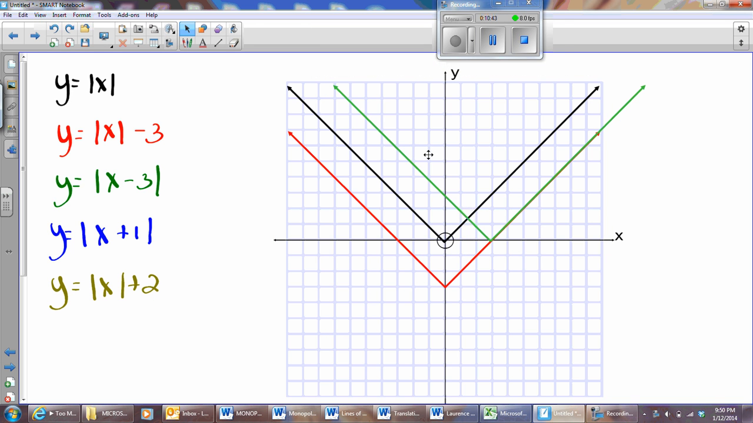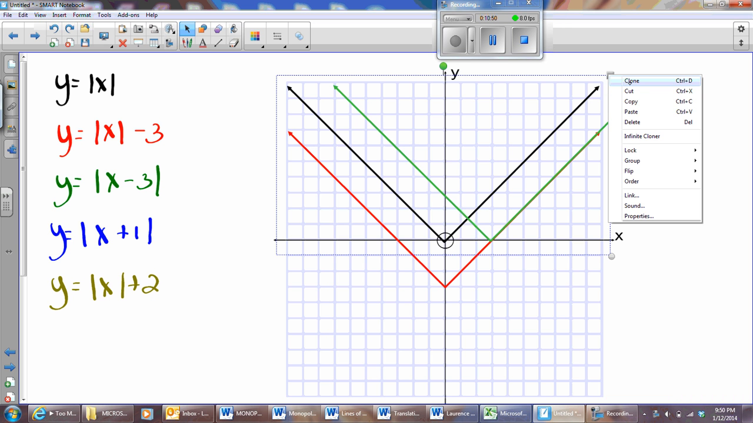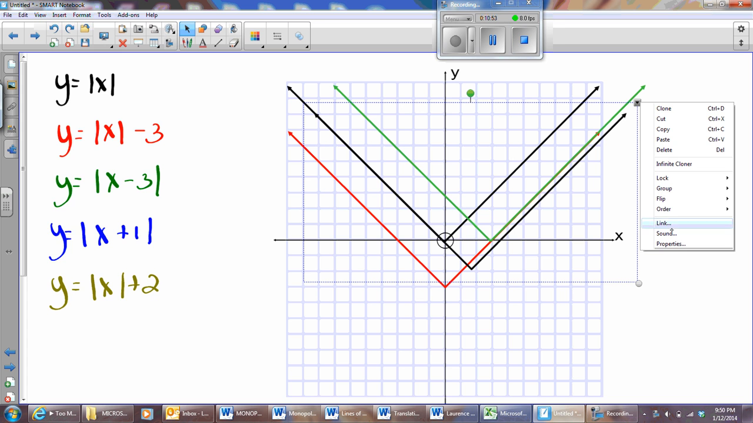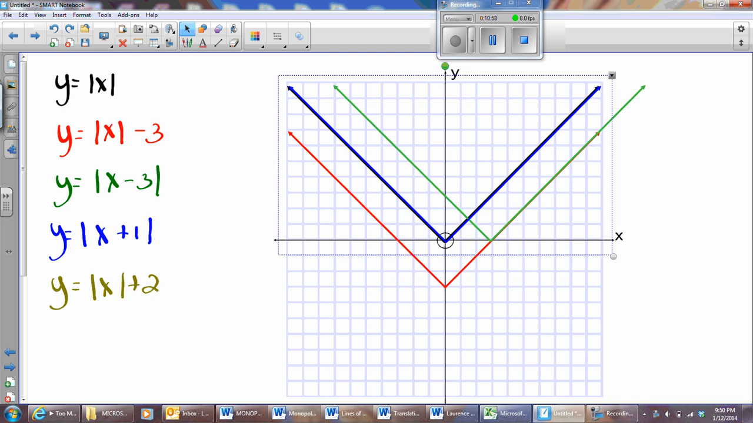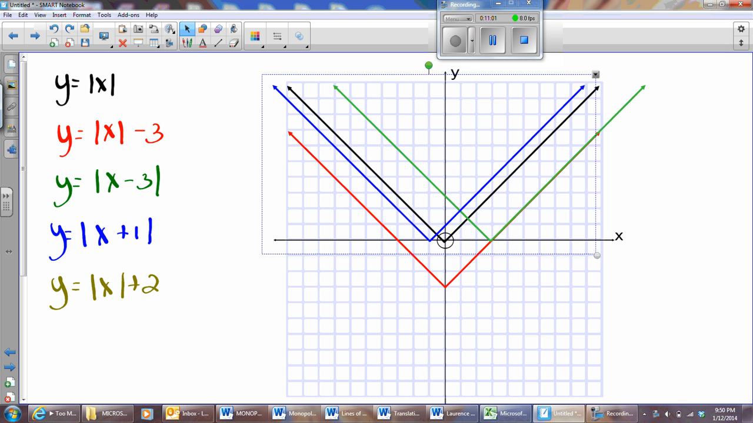Okay, now, so that means this one here, x plus 1, is actually going to take this v. We're going to clone it. We're going to change its color to blue. And since it's a plus 1, it's going to move 1 to the left. And look at this. I'm graphing these equations in like no time at all because they all fit the same shape or pattern. Now, tomorrow we'll get to something a little more complex, but for right now, this will work really well.